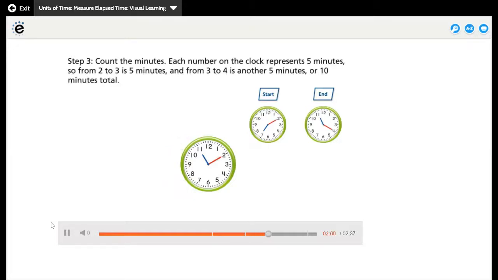Step 3. Count the minutes. Each number on the clock represents 5 minutes. So from 2 to 3 is 5 minutes, and from 3 to 4 is another 5 minutes, or 10 minutes total. So in minutes, between each number, there are 5. From 2 to 4, we have 5 plus 5, 10 minutes.